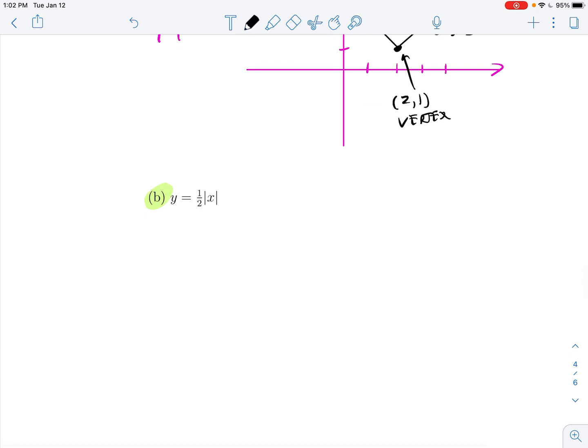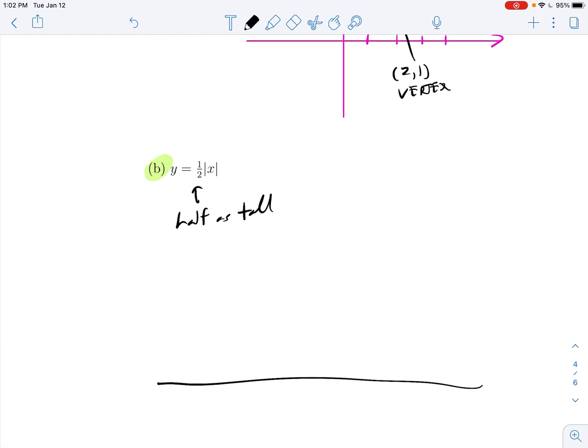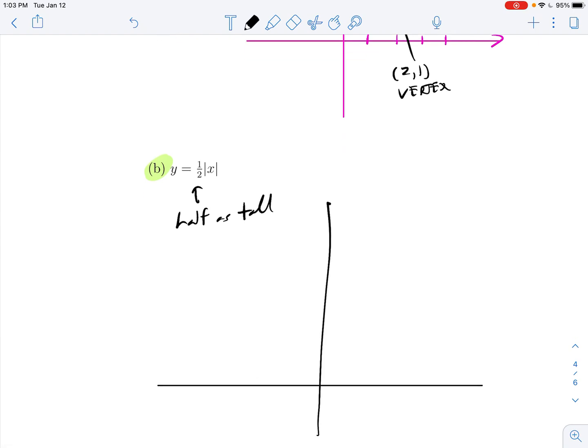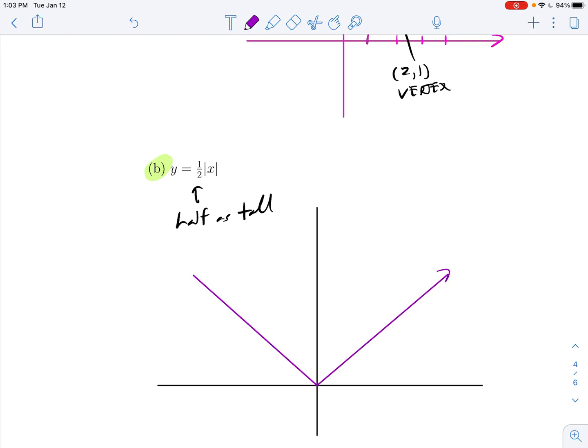How about this one? This makes it half as tall. So here I will draw the original for reference. So for my original graph of y equals the absolute value of x, some specific points would be 0, 0, 1, 1, 2, 2, over here, negative 1, 1, negative 2, 2.